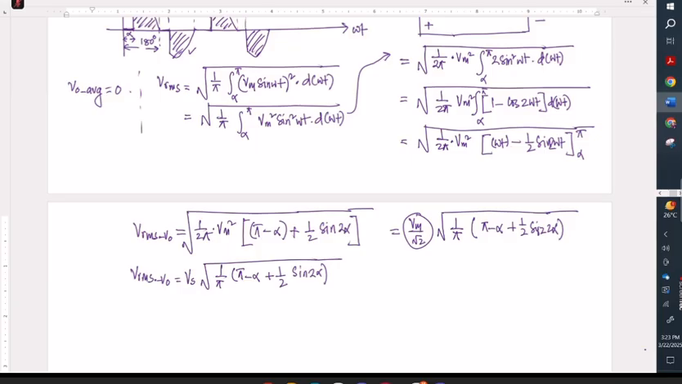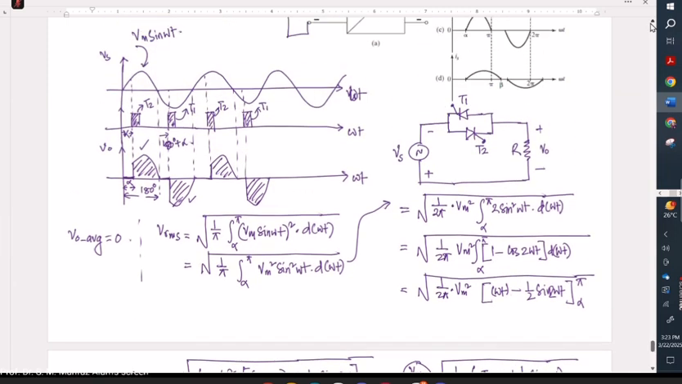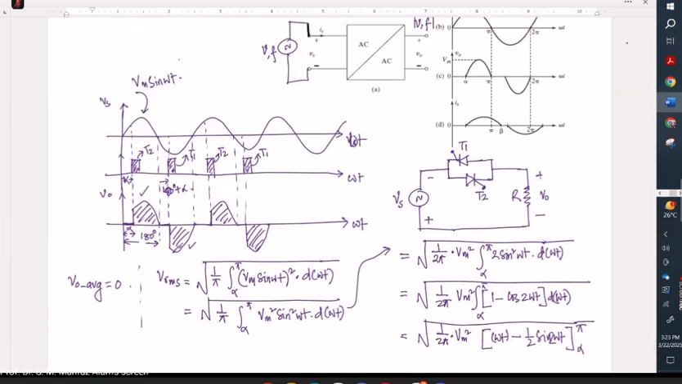So that is the very basic equation for an AC to AC controller. We are just delaying some angle so that we can cut some portion of the AC signal to reduce the waveform RMS value.